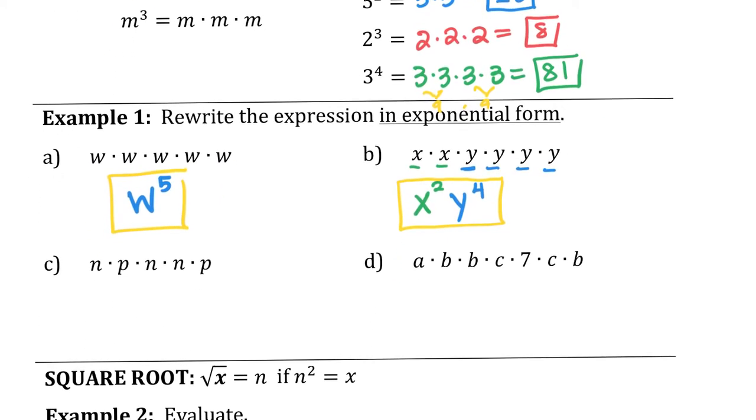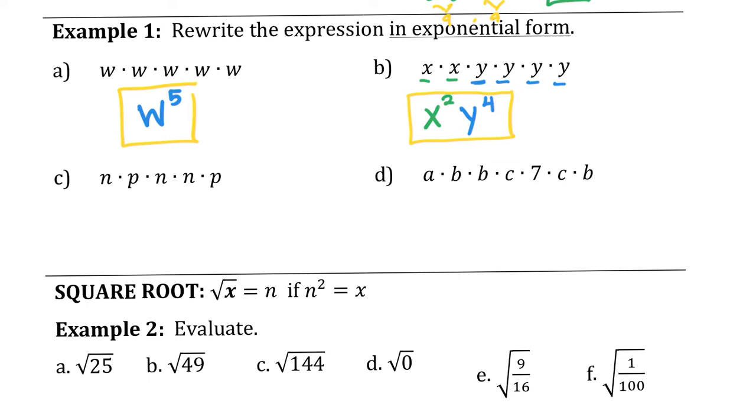Let's go ahead and try the next one. For c, let's see what the first base is. I see a base of n, so I'm going to go ahead and write n. And see how many times is n multiplied by itself. N, that's p, that's not it. N times n times n. So n to the 3rd. The next base is p. P is multiplied by itself twice, so p squared. N to the 3rd, p to the 2nd, or p squared is my exponential form.